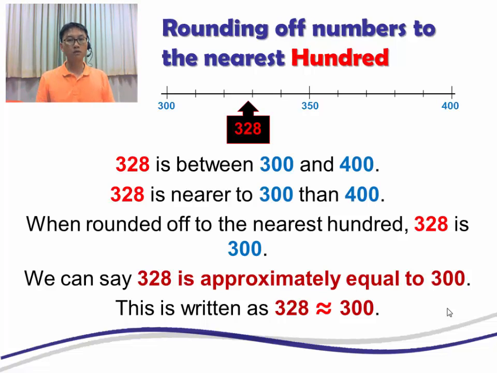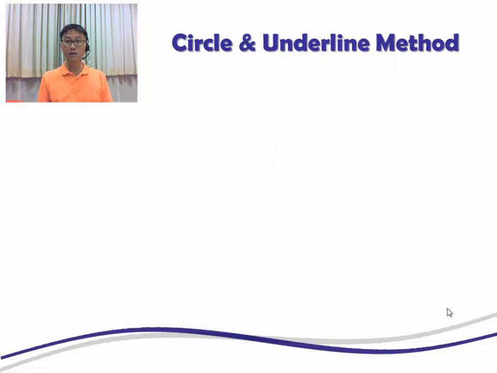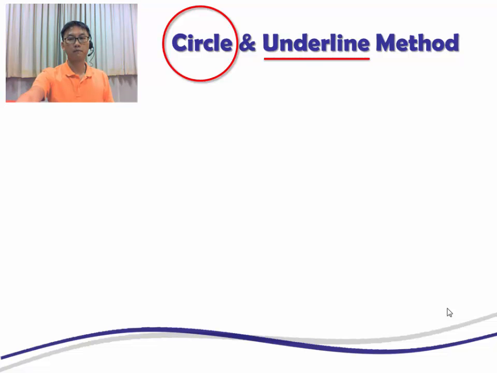Now this method of rounding off can be quite tedious because each time you want to round off, you have to draw a number line. So there is a faster way of rounding off, and that method is called the circle and underline method. Before I show you an example, I want you to listen to this very interesting rap. Sing along with the song if you want to. Ready? Here we go.